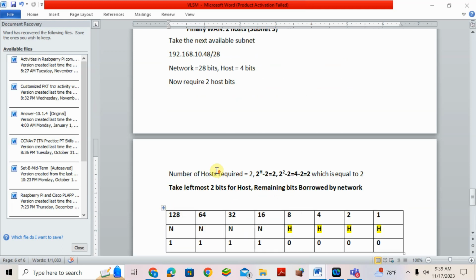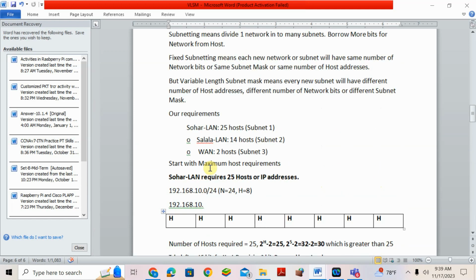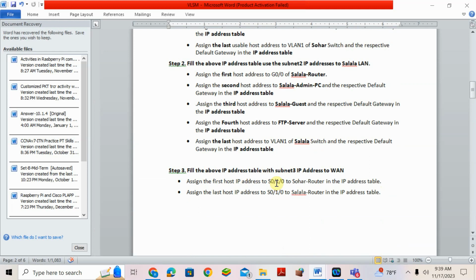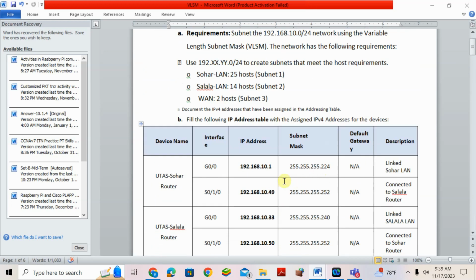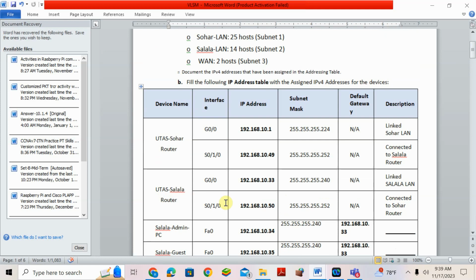This 49 will be given to, as mentioned here, first host address to serial 0/1/0 of the Sohar router. So Sohar router gets 192.168.10.49. This is the subnet mask. Second one will be the Salala router, serial 0/1/0, 192.168.10.50. This is the subnet mask.